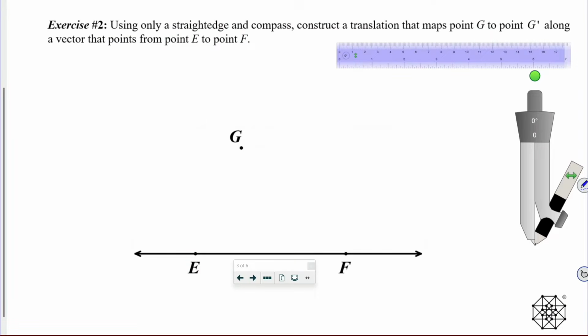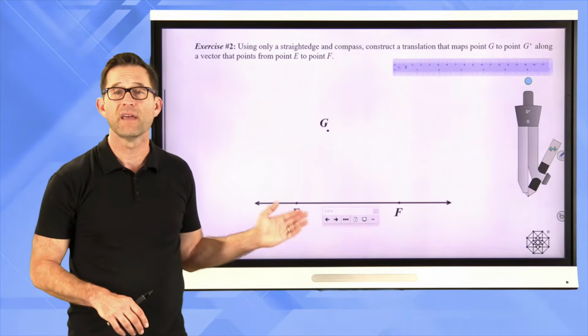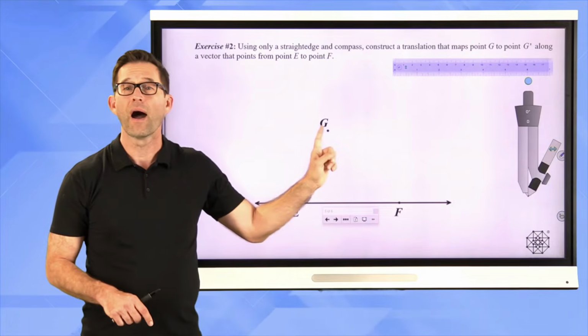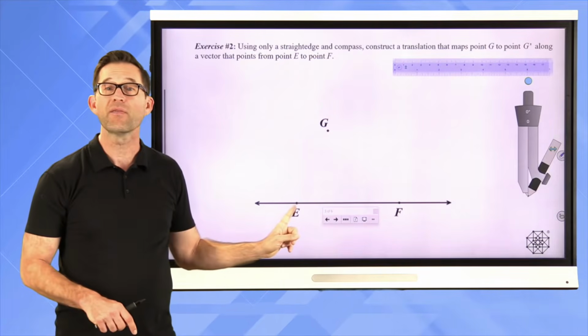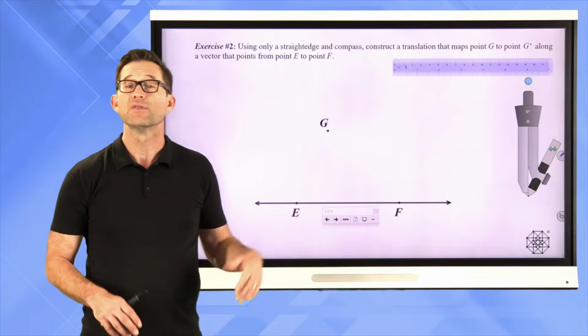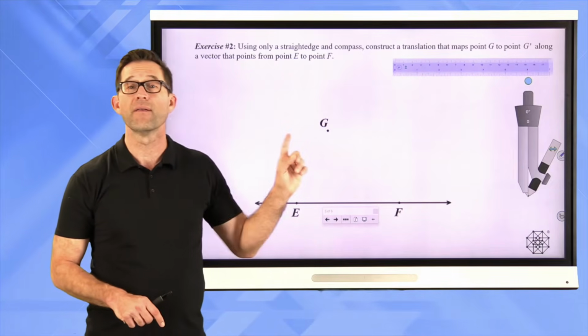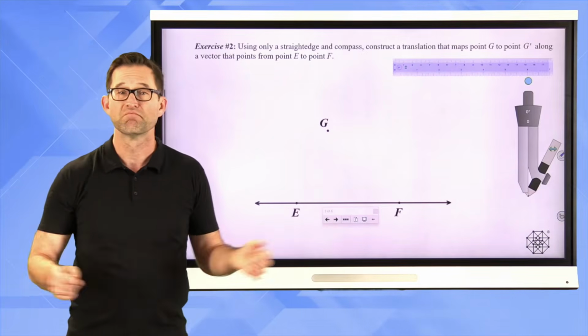Exercise number 2. Using only a straight edge and compass, construct a translation that maps point G to point G prime along a vector that points from point E to point F. So here we've got this line. It contains point E, it contains point F. I want to take G and move it along a vector that is the same length as the vector that goes from E to F, and it's in the same direction. So the first thing I want to do is construct a line that is parallel to line EF that passes through point G. Let's do it.